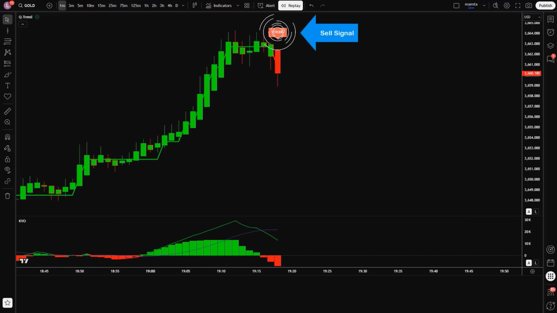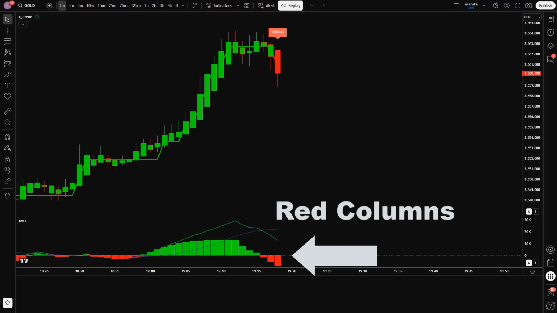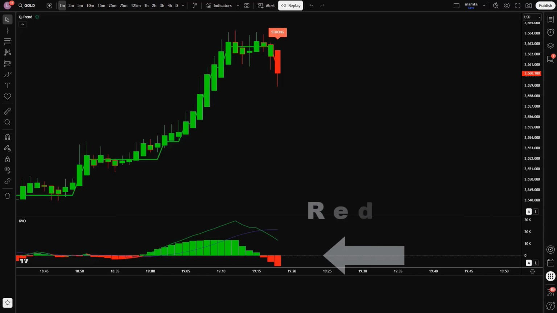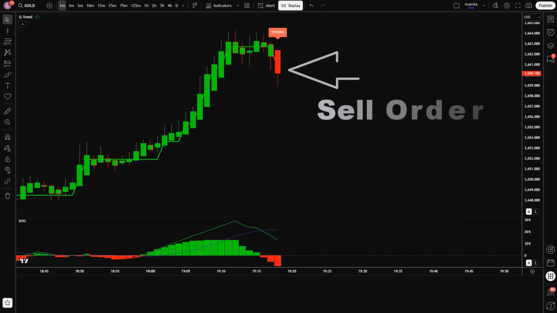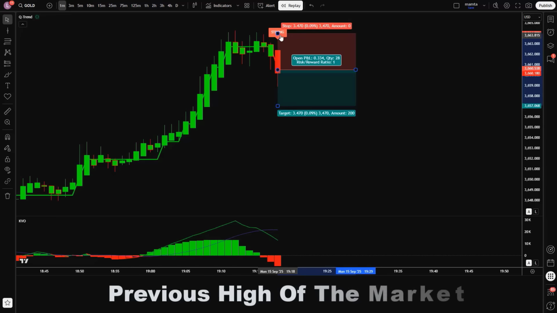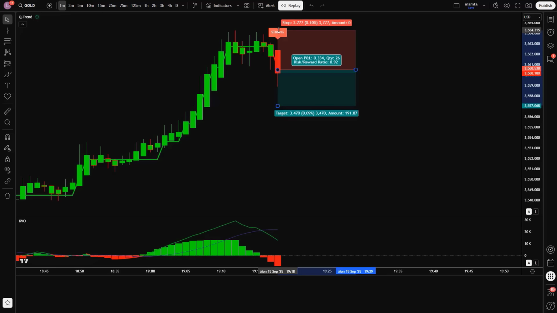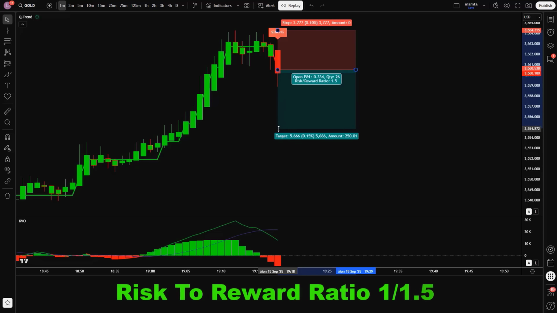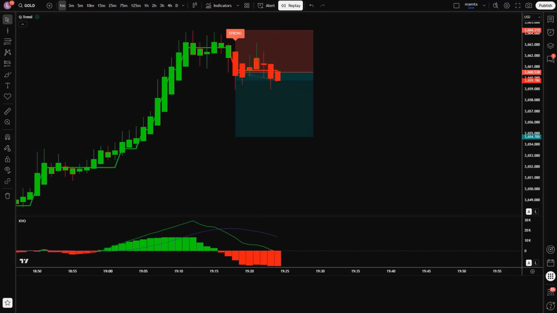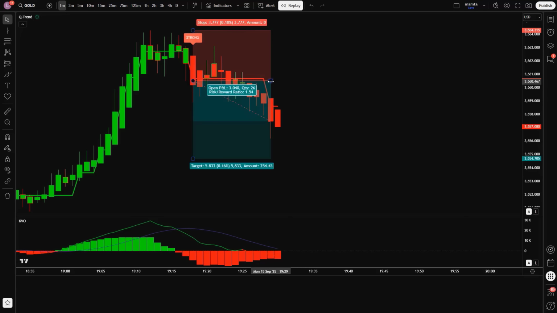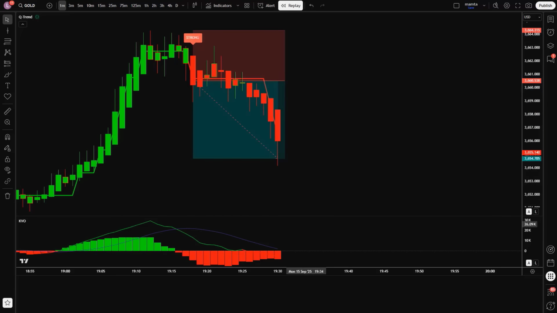Here the Q trend indicator gives us a sell signal. Here the Klinger volume oscillator indicator shows red color columns. Here the market forms a bearish candle. So all our conditions are fulfilled, then we will place a sell order. Our stop loss is the previous high of the market, and the risk to reward ratio will be 1:1.5. The market has completely hit the target. Let's find the next trade.